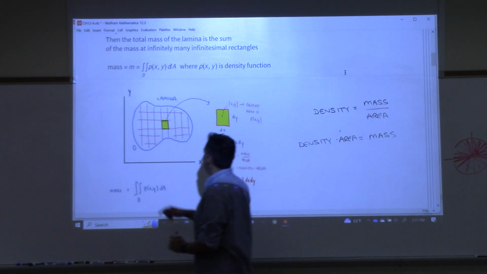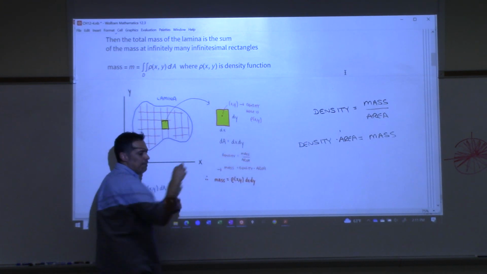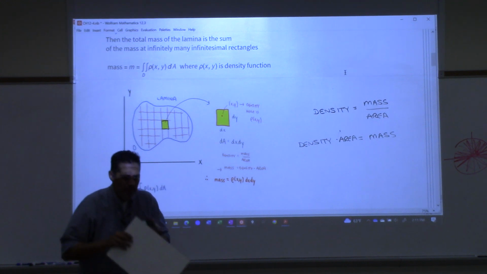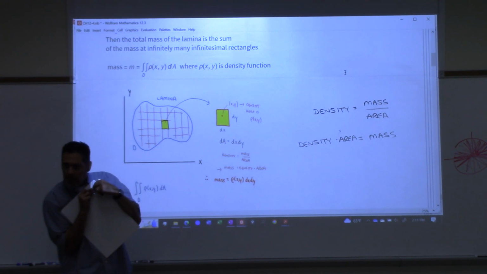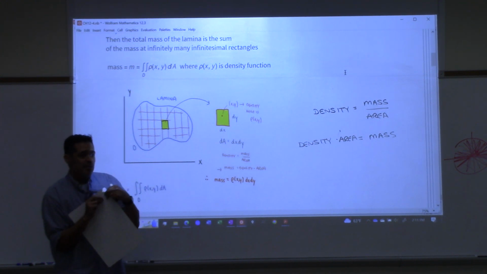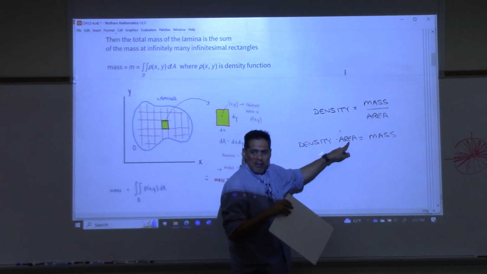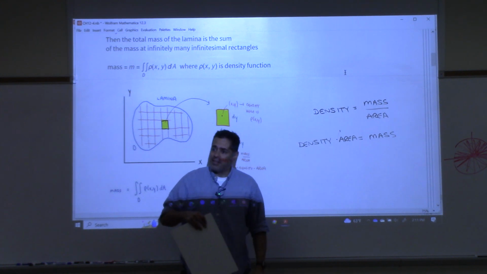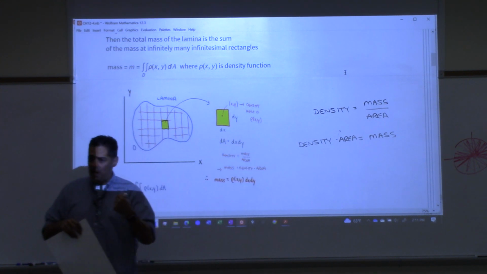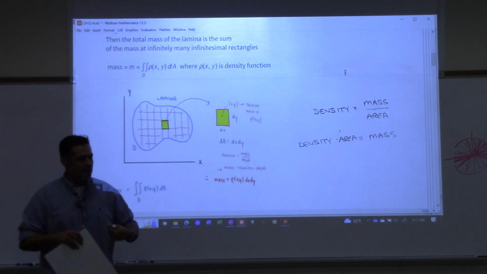So if I wanted to know the mass of that little infinitesimal piece, what I would need to know is the area of that little patch times the density at that point. So someone would have to provide me the density at that point, and then I could give you the mass.